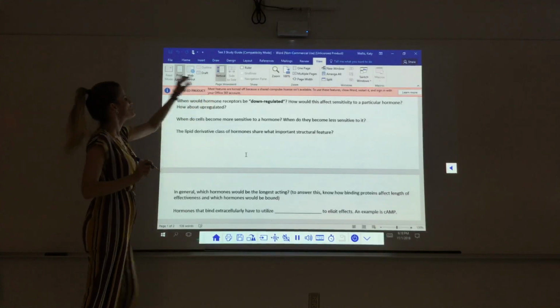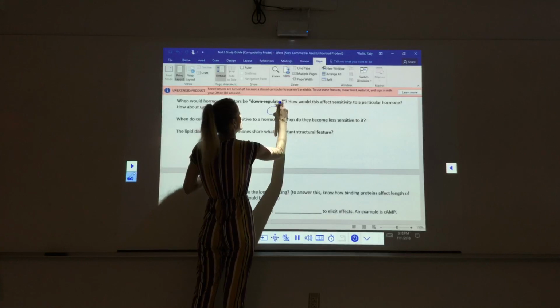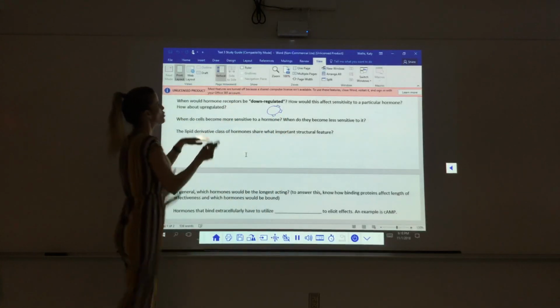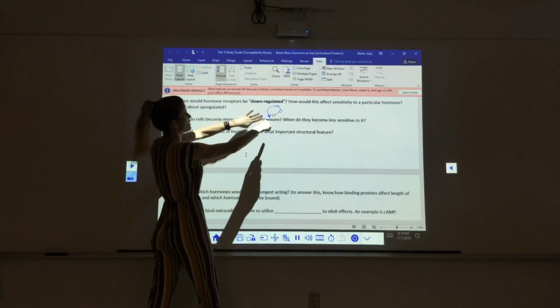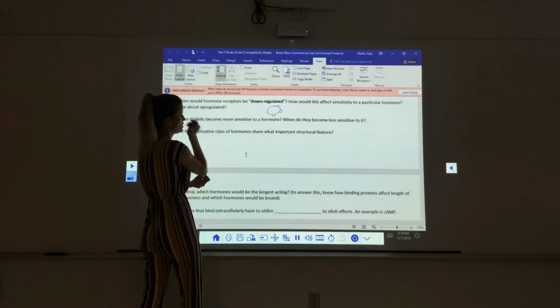So when would hormone receptors be down-regulated? I have a cell here, and this cell has this many receptors. What would cause this cell to down-regulate, to decrease the number of receptors it has?